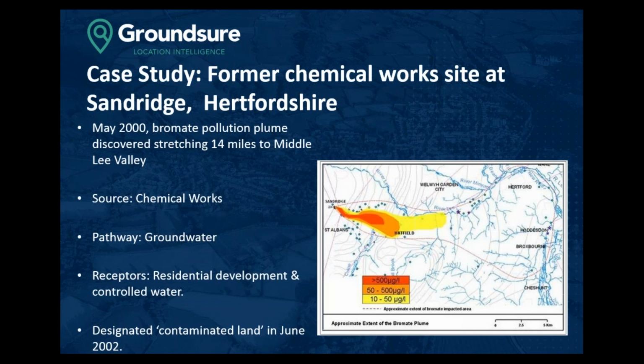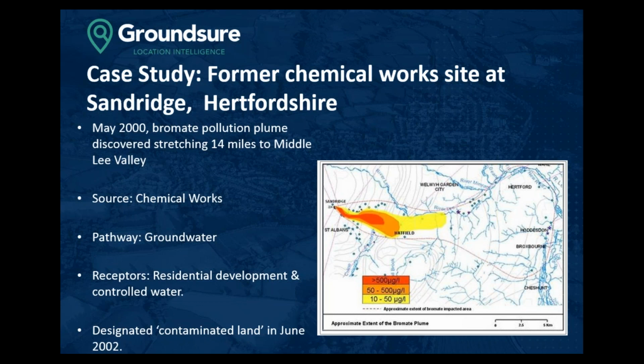Now, this next case study is the former chemical works site at Sandridge in Hertfordshire. So in May 2000, the VWC, formerly known as the Three Valleys Water Company, discovered a bromate pollution at 2 of its groundwater sources abstracting from the Chalk Aquifer in Hertfordshire. The boreholes were immediately taken out of supply and an investigation initiated to determine the source of contamination.